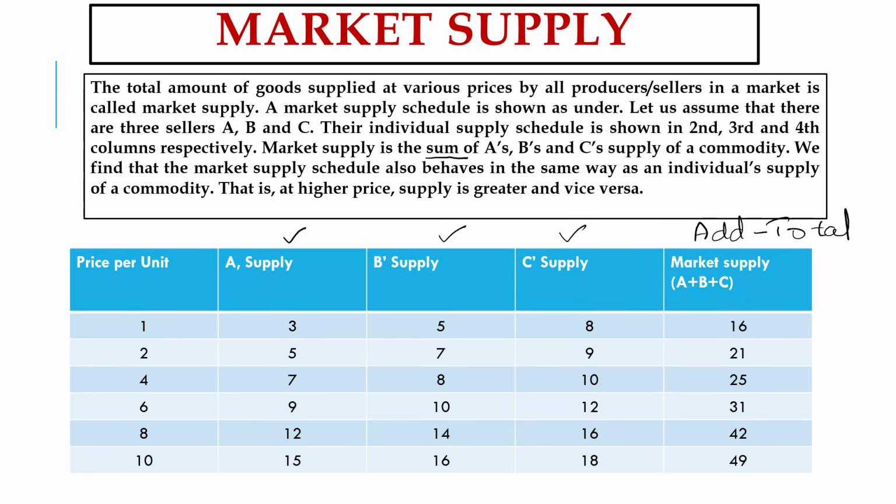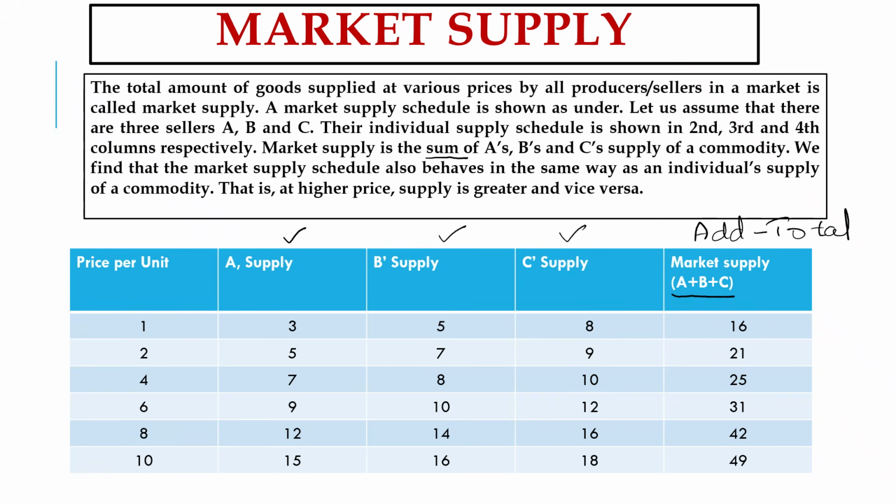So how do we get the total? We add these. So market supply, you can see, is A plus B plus C. So market supply is the sum of A, B and C's supply of the commodity. We find that the market supply schedule behaves in the same way as the individual supply of a commodity, which means at a higher price the supply is greater and at a lower price the supply is lower.